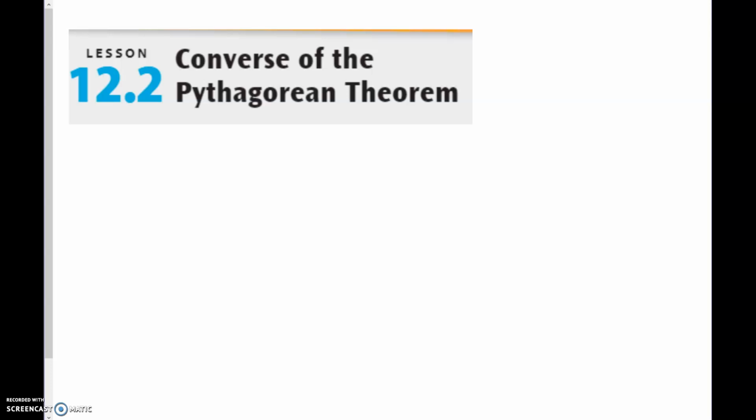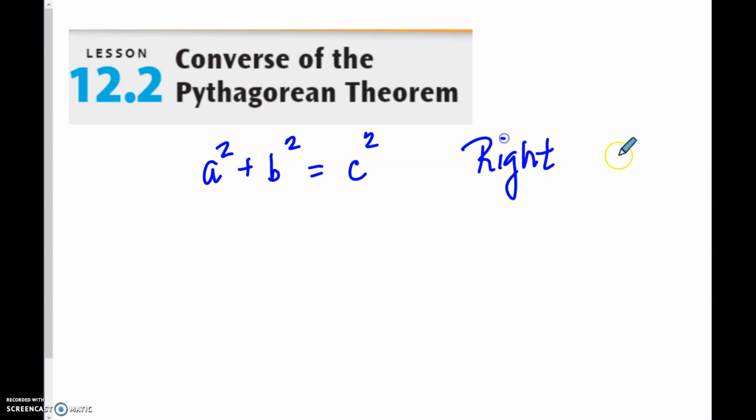So in 12-1, we talked about the Pythagorean theorem, which is a squared plus b squared equals c squared. Now, in order to use this, the first thing we have to have is a right triangle. So if we don't have a right triangle, we cannot use this Pythagorean theorem.